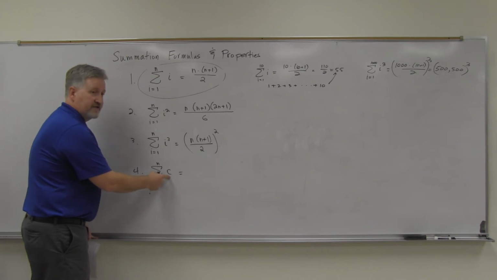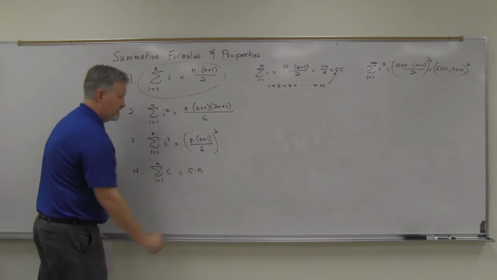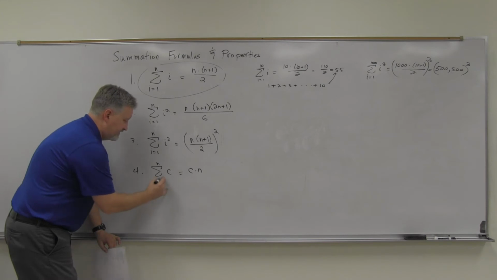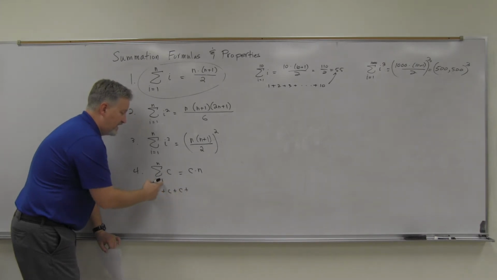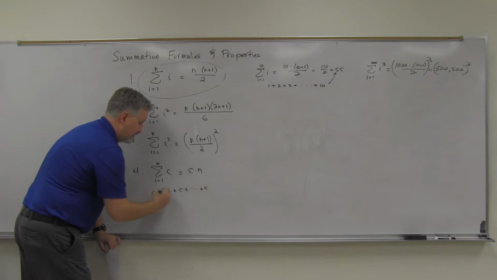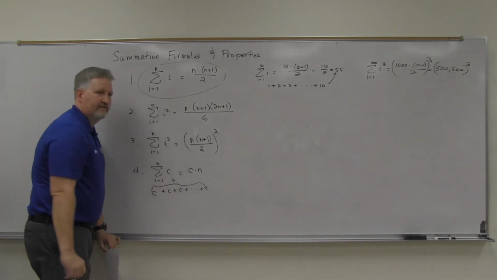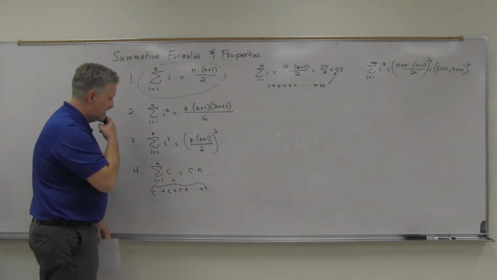So in other words, this is just a number. Well, it turns out the summation is just that number times n. Why is that? Well, think about it. The first term is c, then the second term is c. This is just saying you're adding up c n times. So we've got n of those c's, right? Wouldn't that equal c times n? Yeah. Anyway.